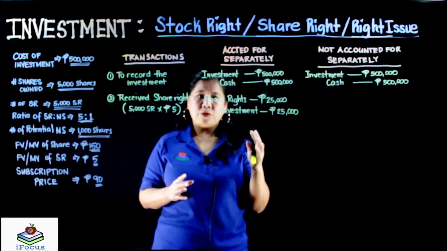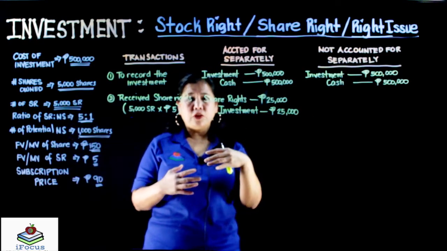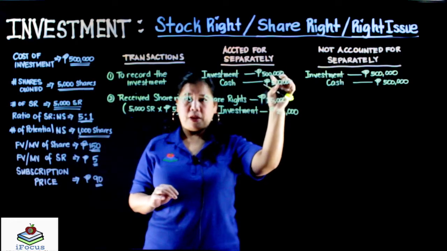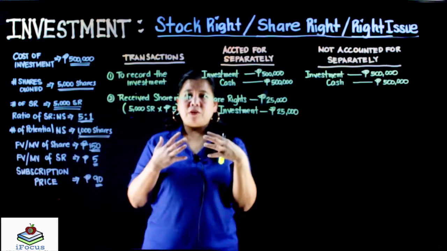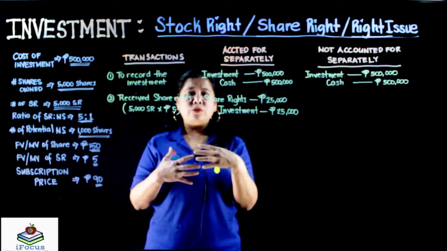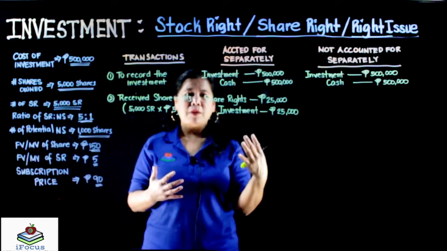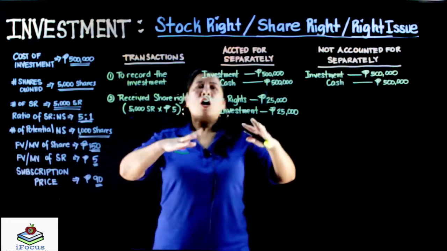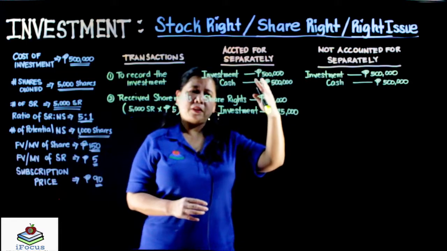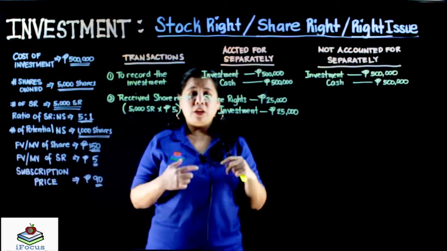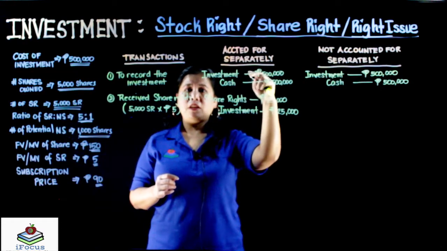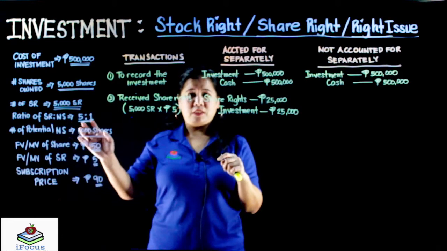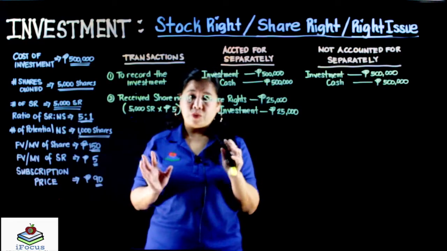Sa accounted for separately, kinukuha natin yung value ng share rights natin from our investment. You remember the pizza, merong slice yung pizza dahil yung slice na nakuha natin from that pizza ay nilalagay natin sa amount ng share rights. So, on this accounted for separately, dalawa na ang iyong instrument. The investment itself and the share rights na ni-receive niya from the investee with the proof of the share warrants.